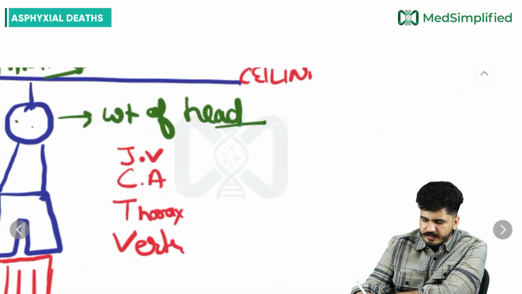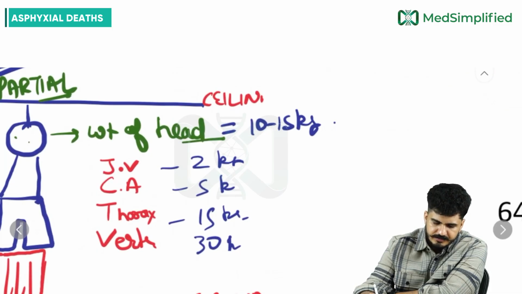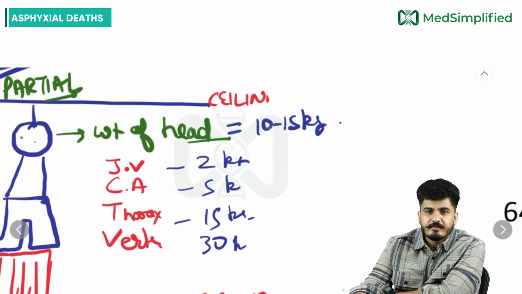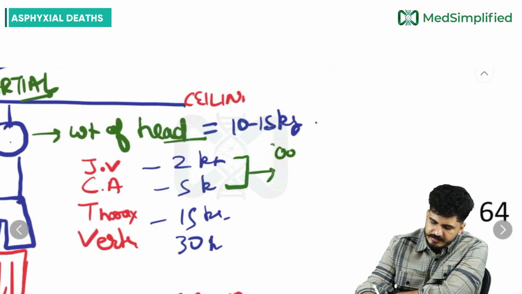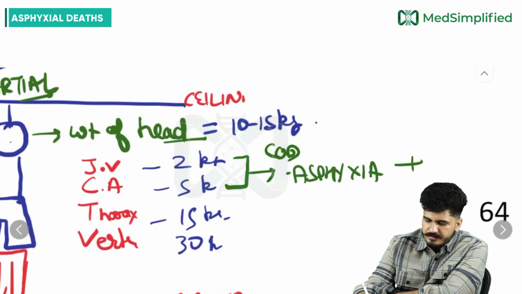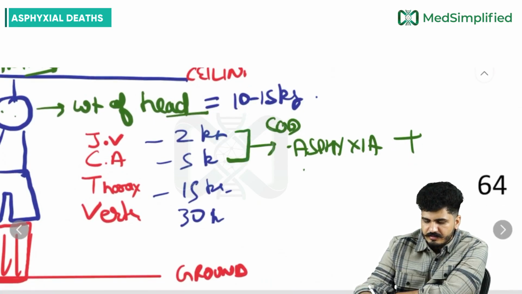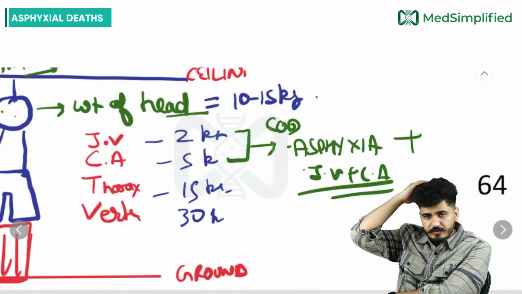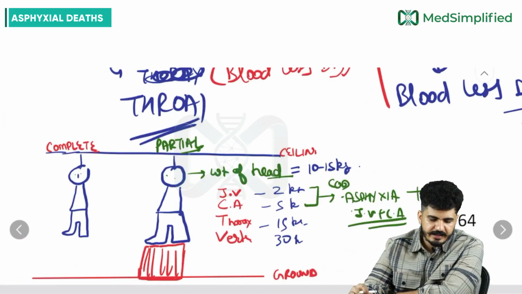So here in the partial hanging, your cause of death will be what, sir? Asphyxia, plus there will be a cerebral venous congestion. There will be a congestion of jugular vein, carotid artery. The jugular vein plus carotid artery will be compressed, because of which blood will not go in the head and the person will die. So this is a basic difference between the partial and the complete hanging, my dear friends.